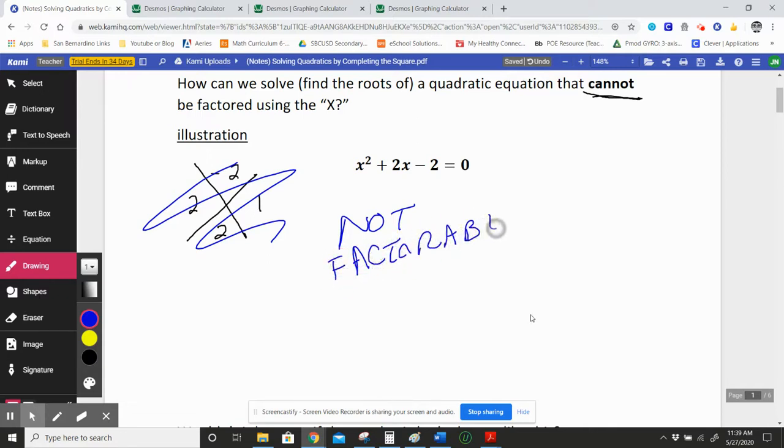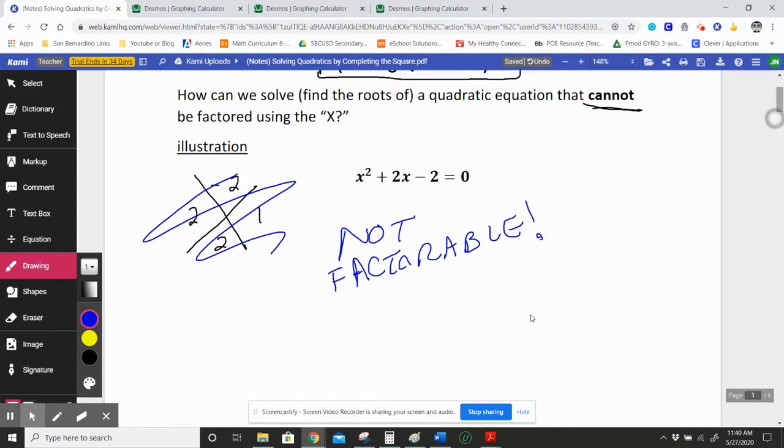So how do we even go about solving for something that is not factorable? That is where number 3 and number 4 come into play, completing the square and the quadratic formula. Today we're going to be talking about how to solve quadratic equations by completing the square.